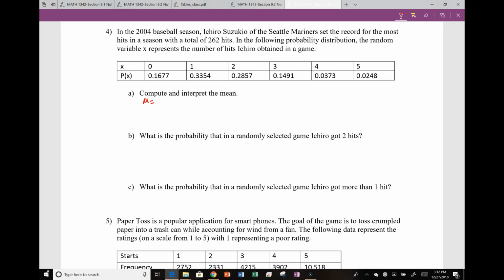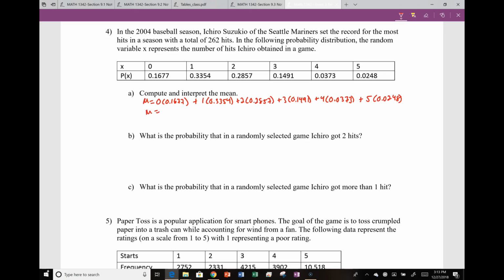Remember that the mean for a probability distribution like this is going to be the value times its probability, and then we add each of those up. So we're going to take 0 times 0.1677 plus 1 times 0.3354 plus 2 times 0.2857 plus 3 times 0.1491 plus 4 times 0.0373 plus 5 times 0.0248.